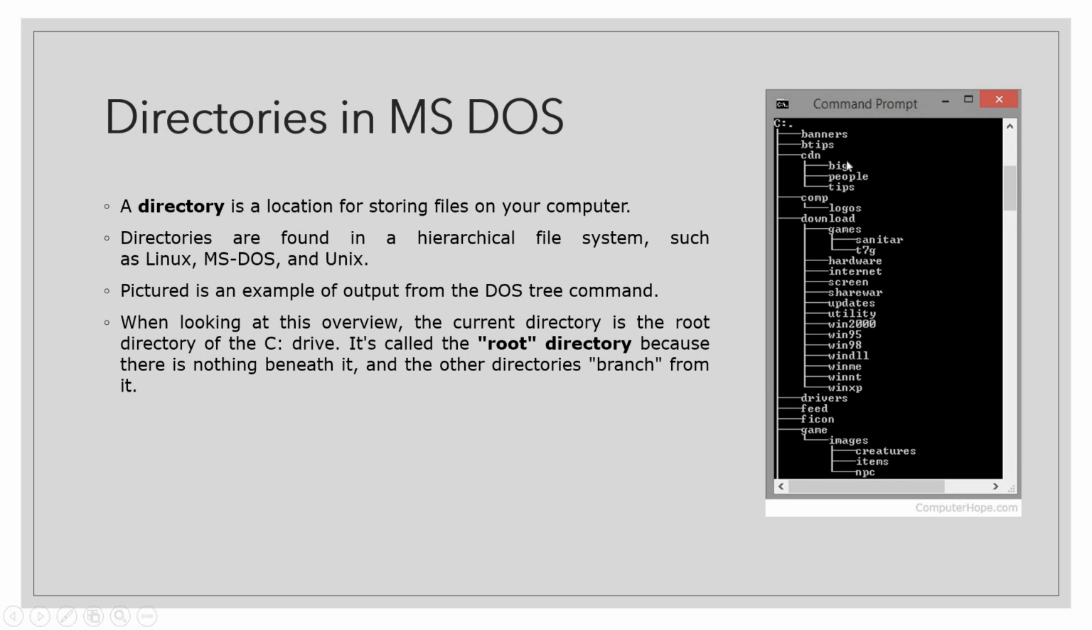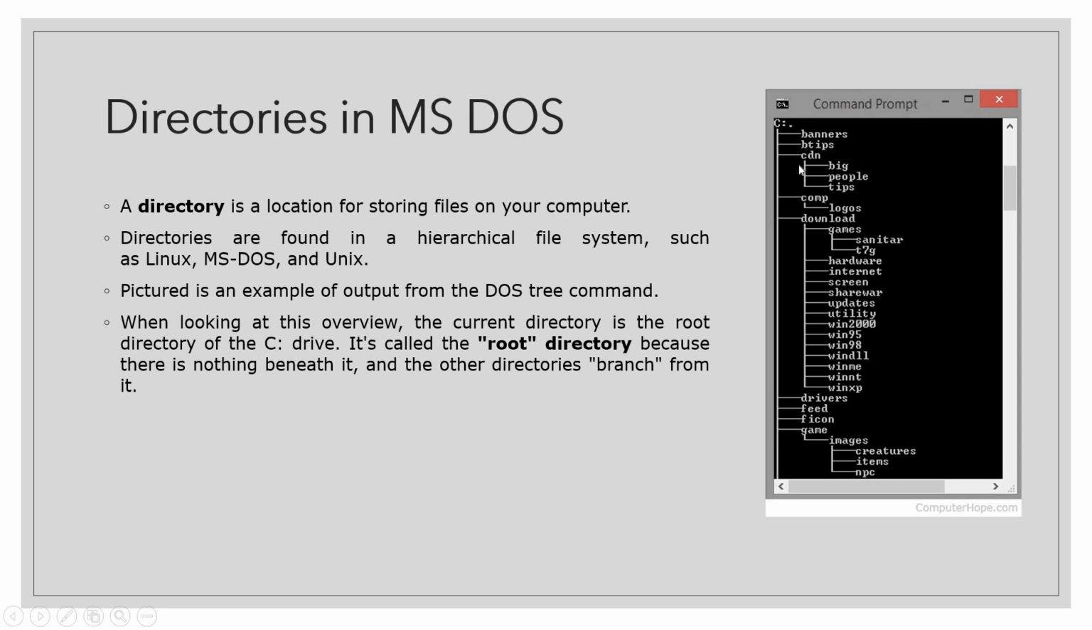So by trying the tree command, this is how you can have a look at the directories and subdirectories under a particular drive. Here the root directory is the C drive that we are considering, and under this, by using the tree command, you can see how the pipeline symbols show which directory is under what. Under the C drive, you can see there are directories by the name banners, btips, sidin, comp, download, drivers, feed, and so on.